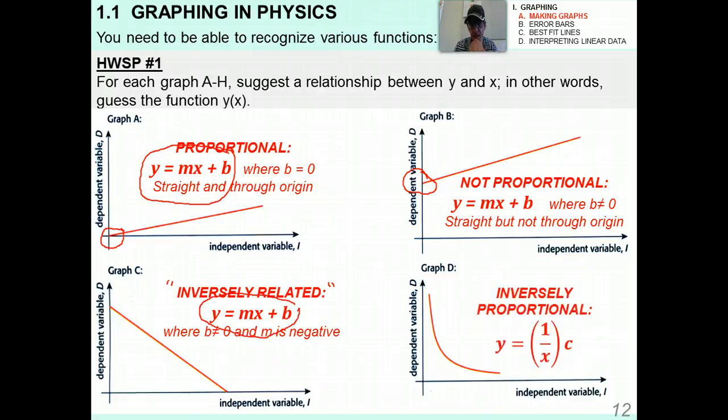Now, here's a case where we have inversely proportional. So inversely proportional and inversely related are actually two different things, okay? So here is a graph in the form of y equals 1 over x, or c over x. Remember, these constants don't change the overall trend of the graph.